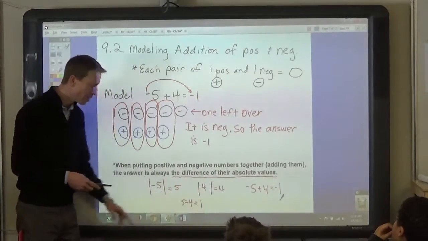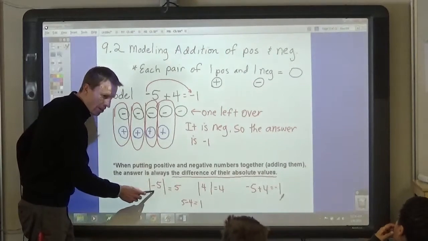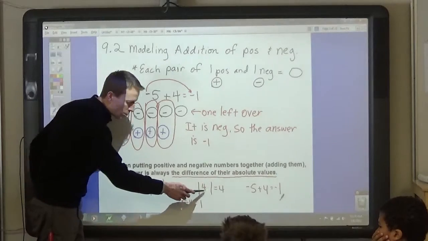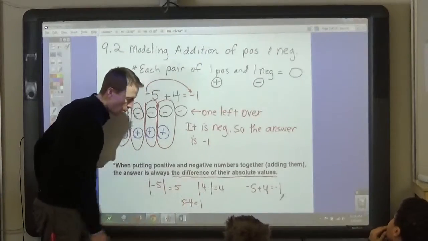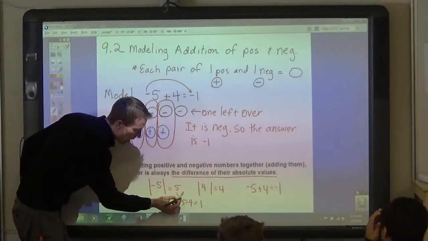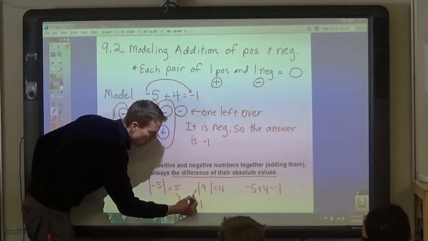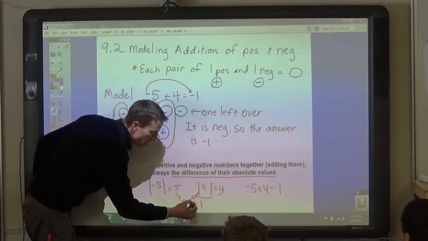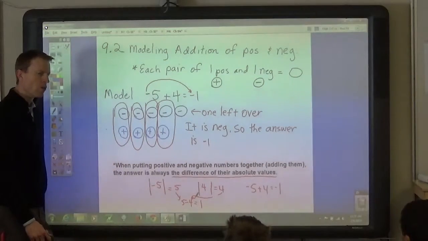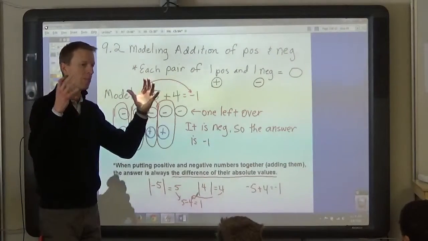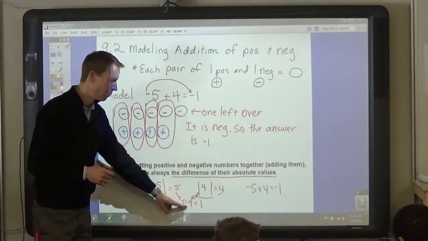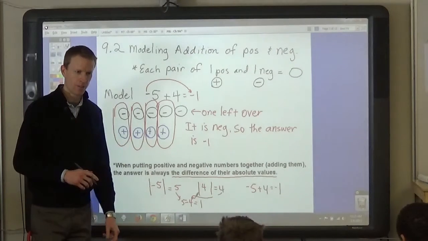Okay? So that's what that means: the absolute value of negative 5 is 5, and the absolute value of 4 is 4. And so this 5 minus this 4 is 1. And that gives us the answer. When we start working with bigger and bigger numbers, that's when this concept will be more important. Okay?